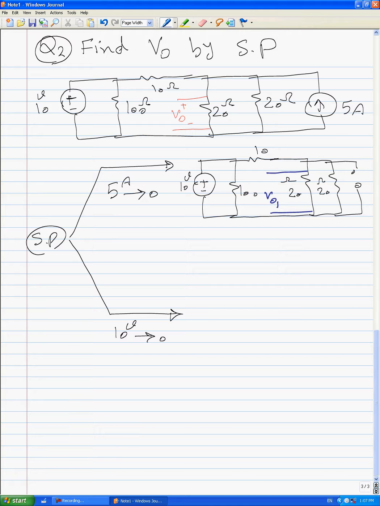Okay, important note. 10 volts and 100 ohms here are in parallel. That's why the voltage across the 100 ohms is equal to 10 volts. And again, that's why this circuit should be simplified like this circuit.